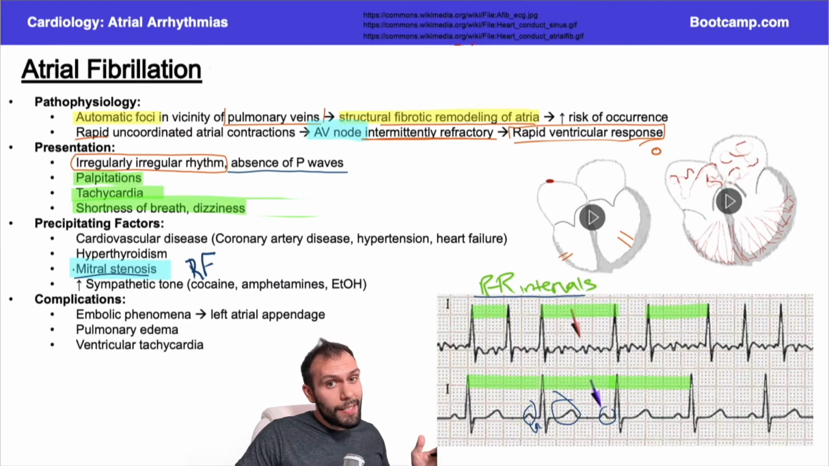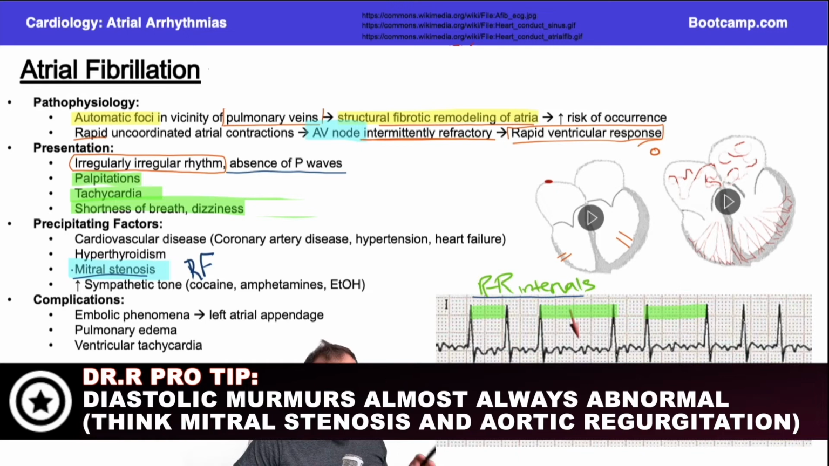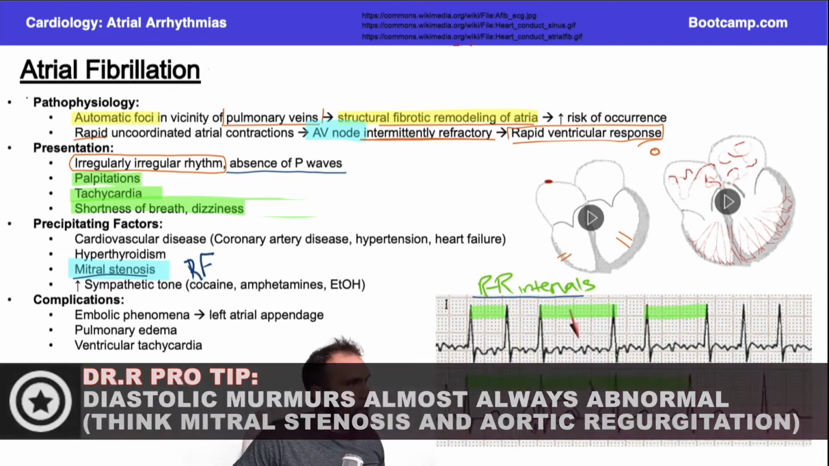Remember, there's not a lot of diastolic murmurs. There's mitral stenosis and aortic regurgitation. And anytime you have a diastolic murmur, that is not a good thing usually. That's usually going to be abnormal. Diastolic murmurs are not flow murmurs. They're almost always pathologic. Now, what are the other causes here of AFib?